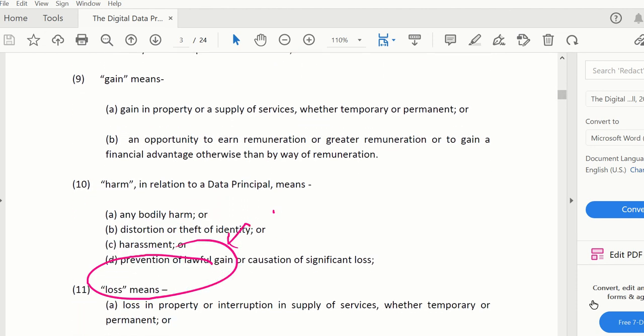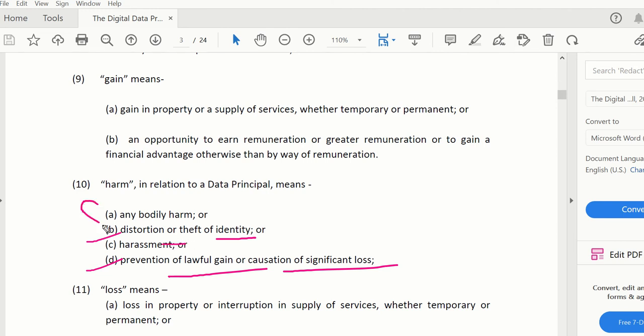Now harm. What they are talking about here is any harassment, prevention of lawful gain, or causation of significant loss, any bodily harm, or distortion or theft of identity, harassment. So these are the things that come under harm.